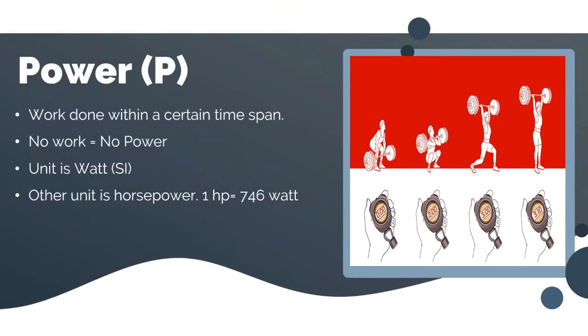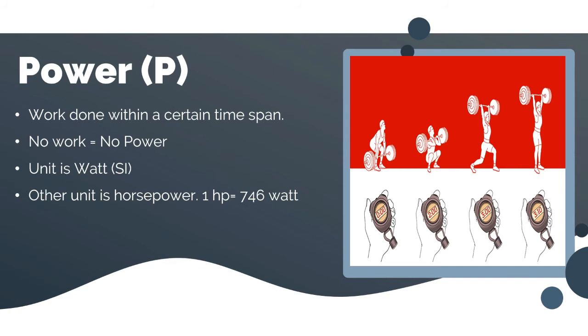So, when we talk about power, it is expressed in a capital letter P. Work done or power refers to the work done within a certain time span. It also means that if there is no work, there is no power. Therefore, kung hindi gumalaw ang isang bagay, walang nangyaring power diyan. And ano ba yung ginagamit natin na unit for the power? So, the unit for the power is what I call watt.